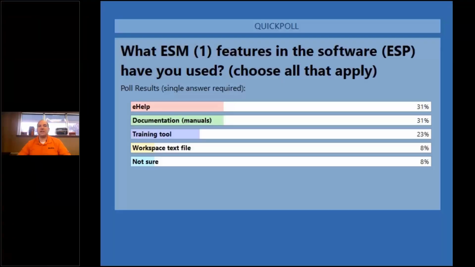All right, as we take a look at our results here, we're going to see about a third of people have used the documentation in the eHelp function. So that's a great thing. Knowing that, a good number of people have used the training tool, and then some of the other pieces, that's great. So today's piece is that we are going to make sure that we go through all of those parts. So this is eHelp, but it's also a little bit of what else is there within the system.